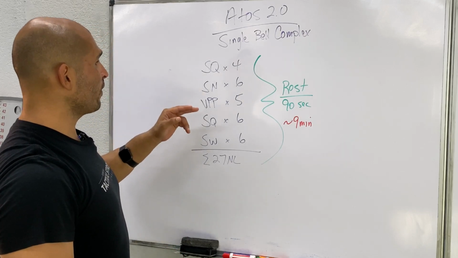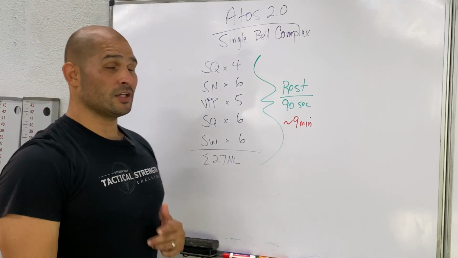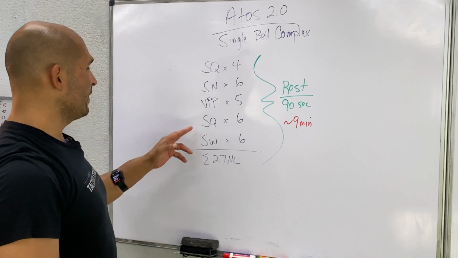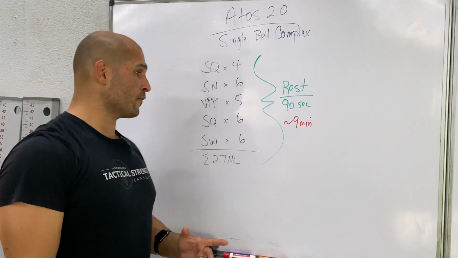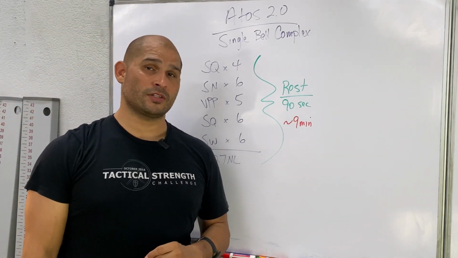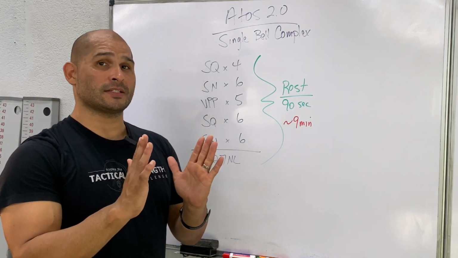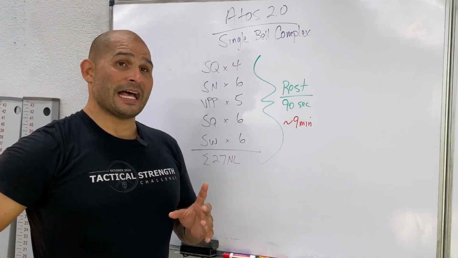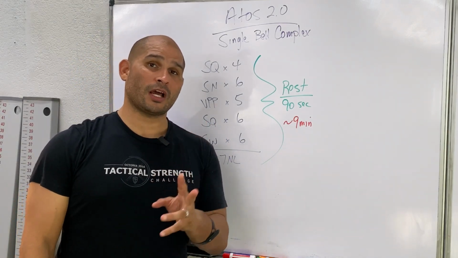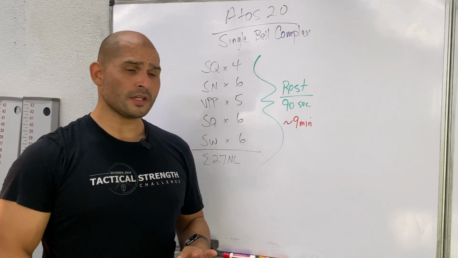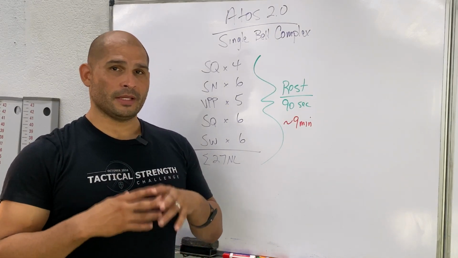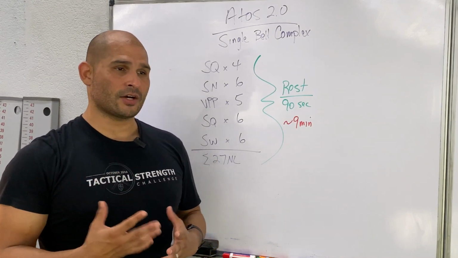So you've got squat for 4, snatch for 6, then you've got Viking push press for 5, then you've got front squat again for 6, and then you're gonna finish out with swings for 6, and that completes the set. Now, just like last week, you've got a couple of options on this, depending on where you're at in your skill, condition, etc.